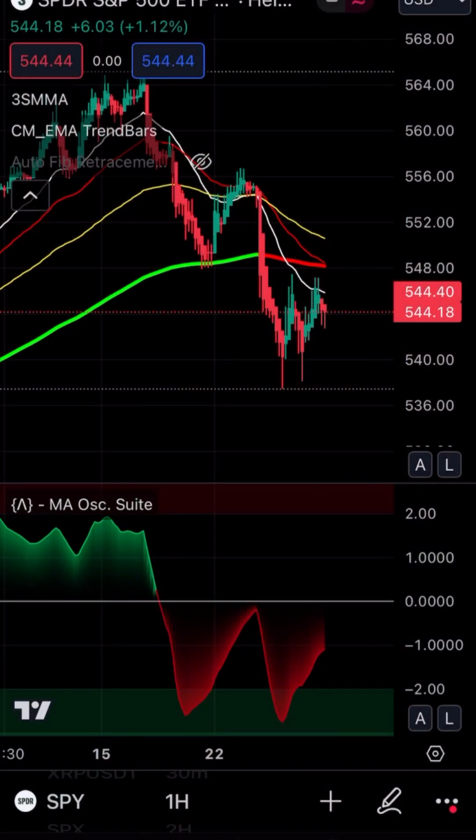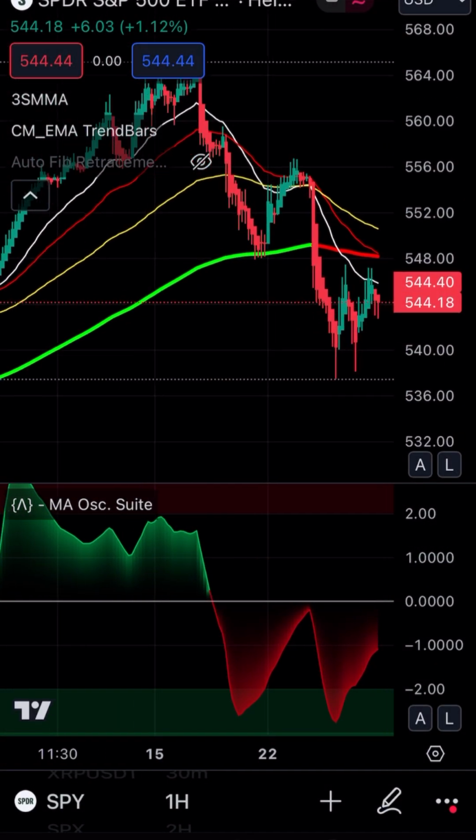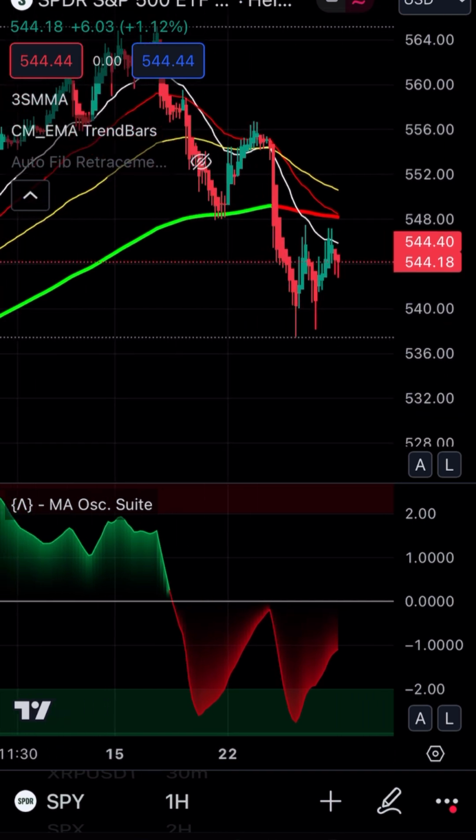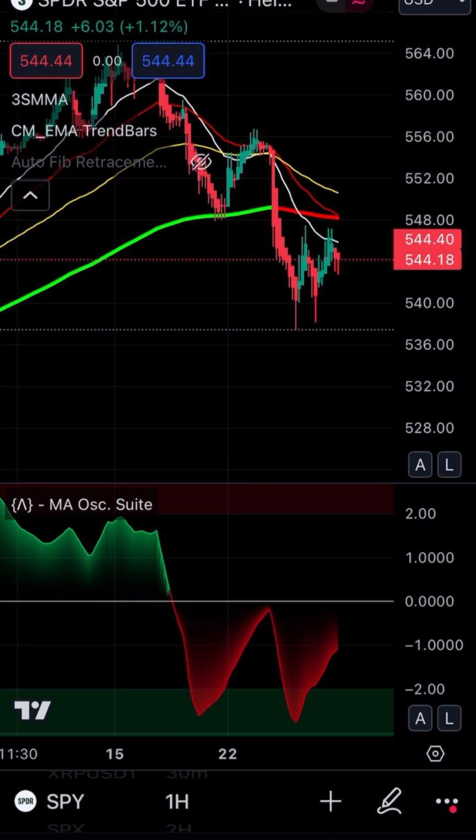Okay, so first we're going to do this on the hour, and then we'll look at the 15-minute. Those seem to be the best two time frames for the strategy, at least in my opinion. Now, to set this up, you're going to need a few steps.